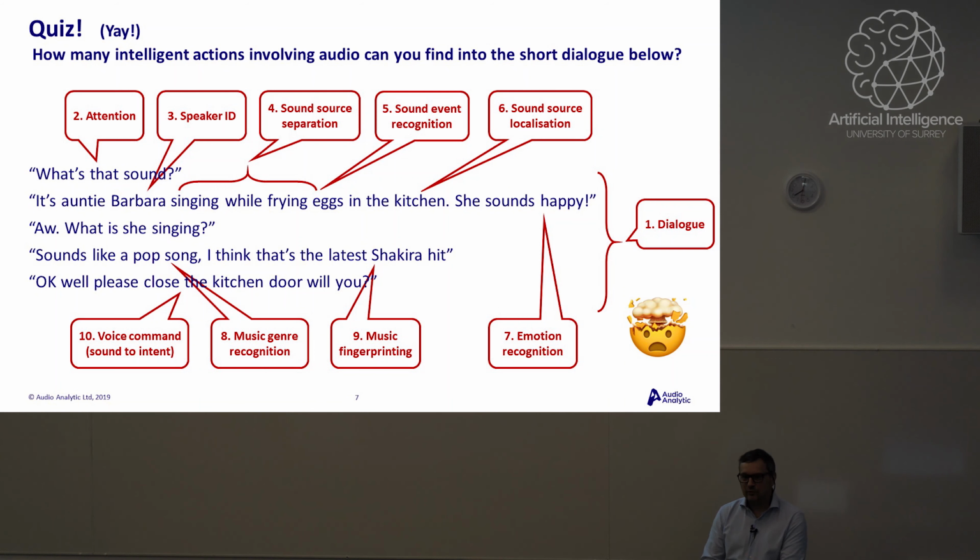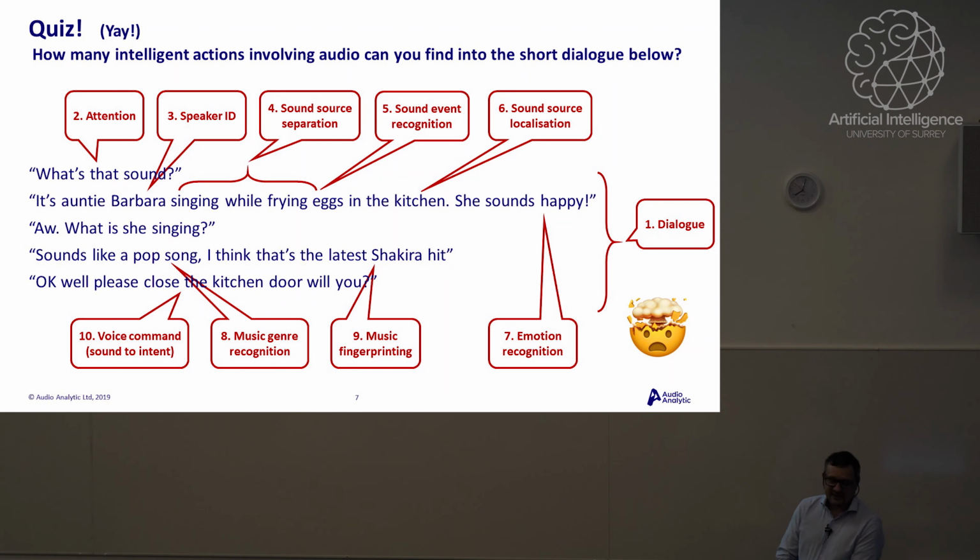She sounds happy, so that's emotion again, yeah. Voice recognition, because I can tell that it's Auntie Barbara. Yes, so that Auntie Barbara would be speaker recognition, and then voice recognition, yes, because this is a dialogue. So if we run through all the intelligent functions in there, we have dialogue, which itself can be broken down into speech recognition and speech synthesis.